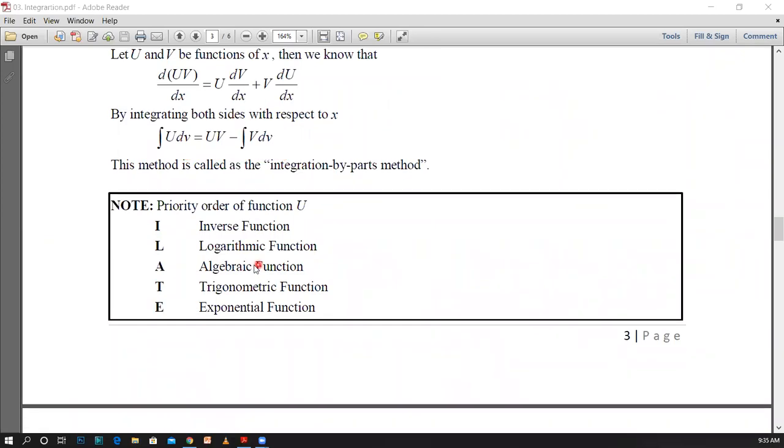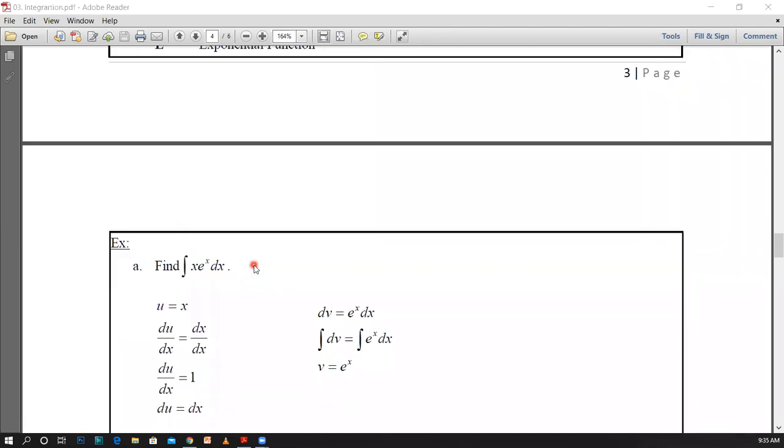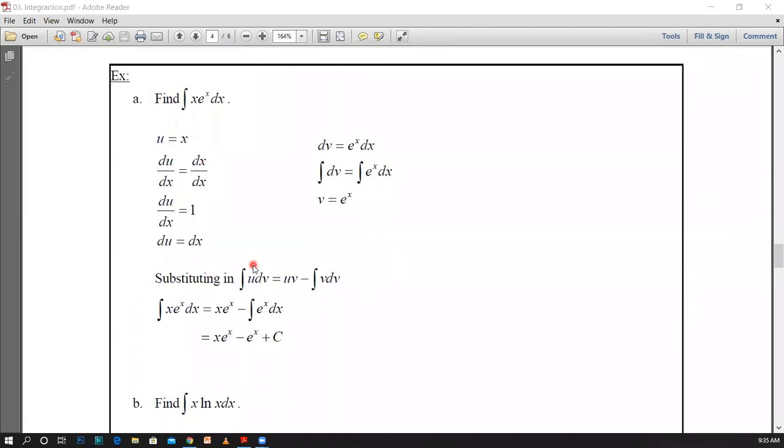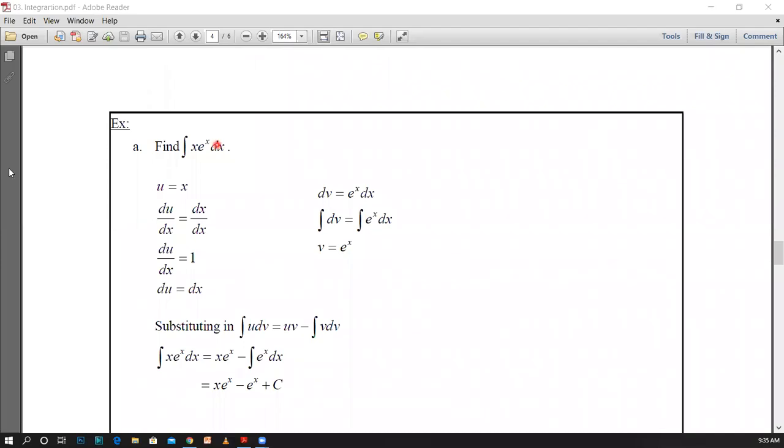Now this is one example to identify using the integration by parts technique. Here what we need to do is we are asked to get the integral of x times e to the power x dx. If we write it here, it is x times e to the power x dx. This is the given function.